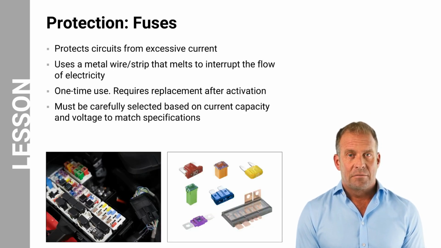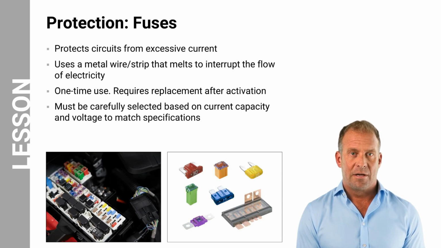Let us now discuss the three types of circuit protection devices. Fuses play an important role in safeguarding automotive electrical systems from excessive current, protecting the circuit. Employing a metal wire or a strip that melts when exposed to elevated currents, fuses are designed to interrupt the flow of electricity and prevent damage to vehicle wiring and components.